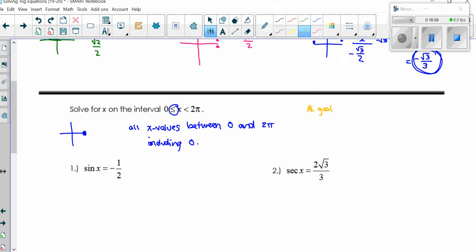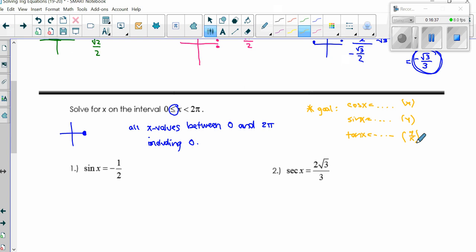Okay, our goal when we solve is to get down to something that looks like cosine x equals something, sine x equals something, or tangent x equals something. If we can get down to that point, then we can say cosine is talking about x, sine is talking about y, and tangent is talking about y over x. Okay, so that's my goal, to get there.